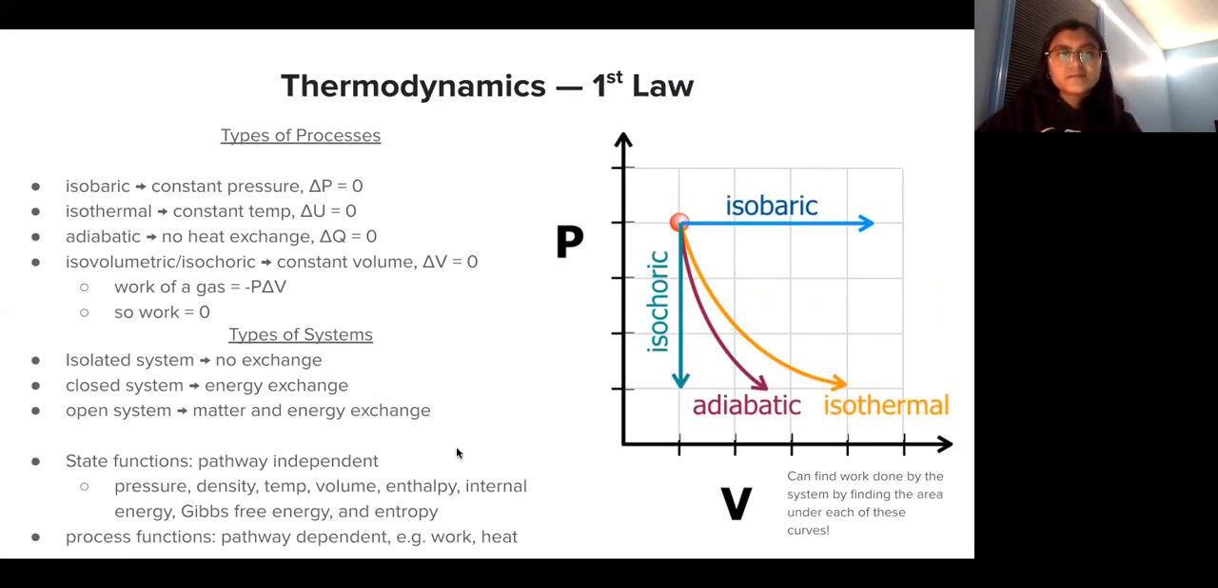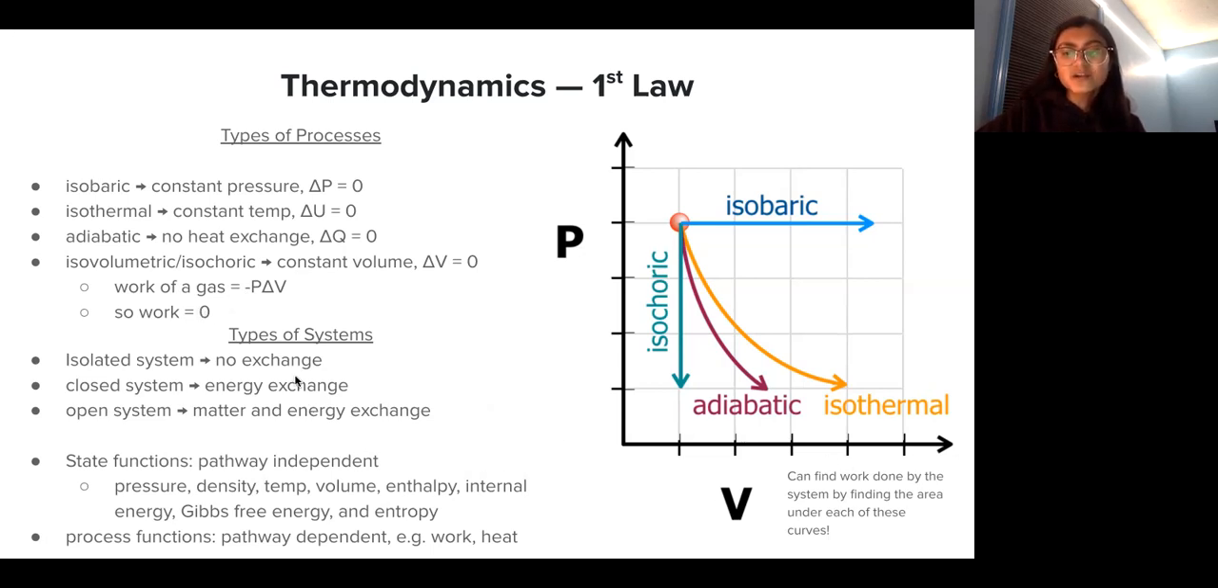So there are 4 types of processes that you should be aware of. Isobaric will be constant pressure. Isothermal means there'll be a constant temperature, and this means that your change in internal energy of the system will be 0. Adiabatic means that there's no heat exchange, so delta Q will equal 0. And then an isovolumetric or isochoric process means that there's constant volume. And because the work done by a gas is equal to negative P times the change in volume, if the change in volume is 0, the work done will also be 0.